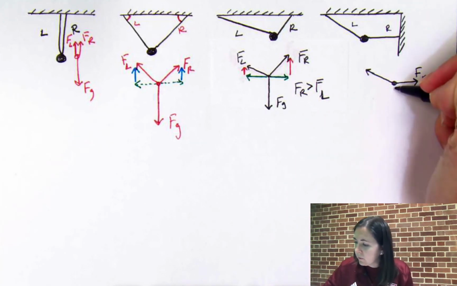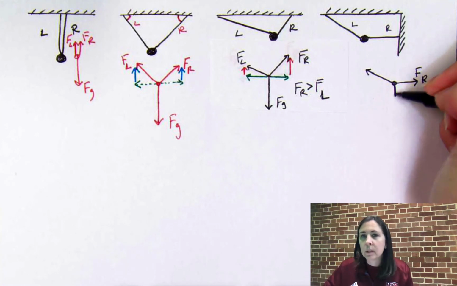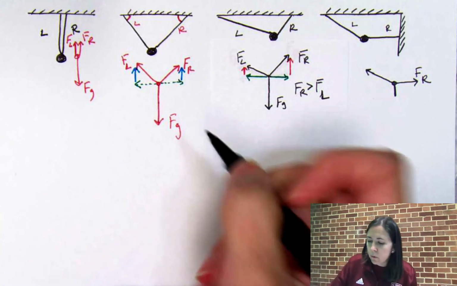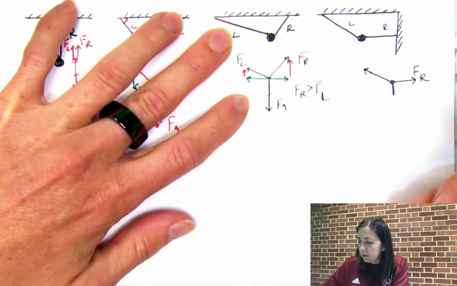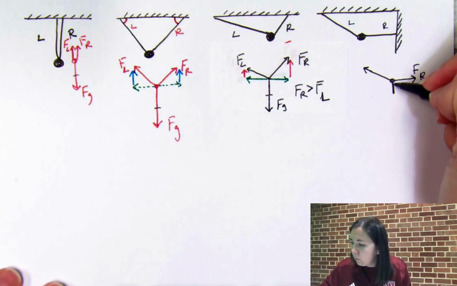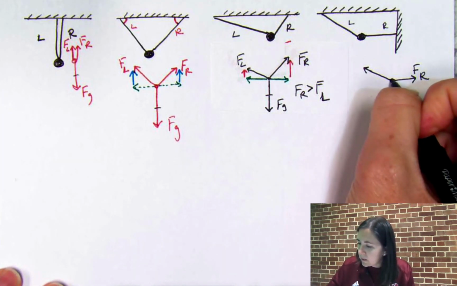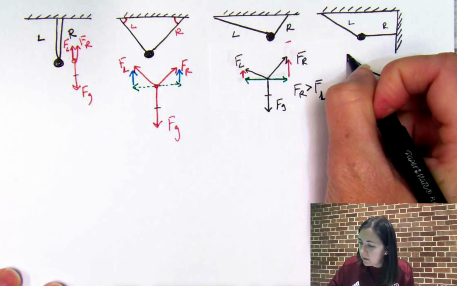And then we get our force of gravity. Now, if this was the same ball in each of these, the force of gravity should be the same in all of them. So technically, this force of gravity should be really big, which means that this is going to need to be bigger, maybe something like that.